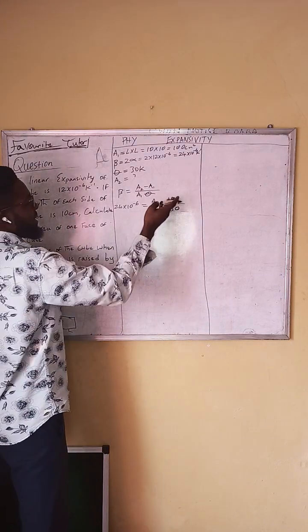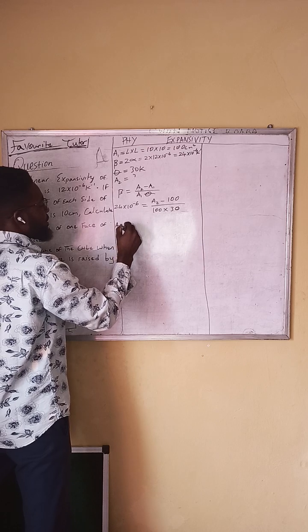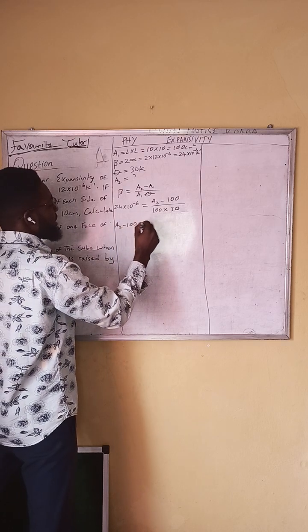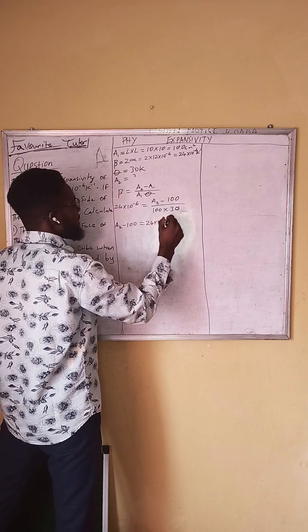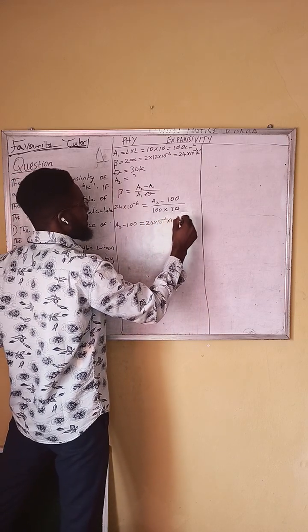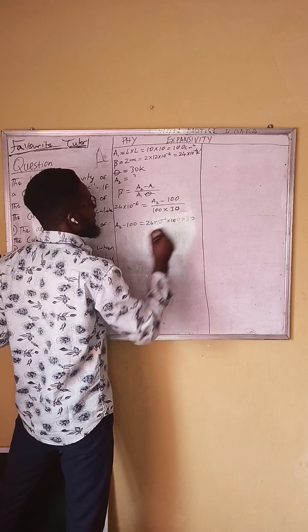Okay, so right here we cross multiply. Area 2 minus 100 equals 24 times 10 raised to the power minus 6 times 100 times 30.